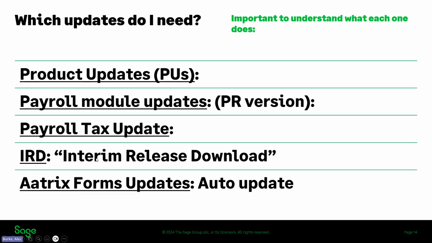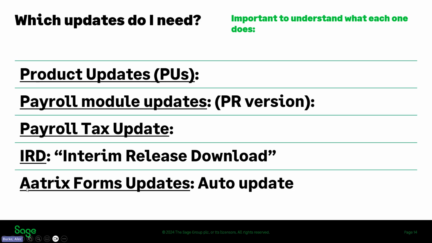Next, we've got our interim release download, also known as IRD. These are special little releases that come obviously in between the other ones. They aren't every year. They're only at the end of the year. And for the last handful of years, they've been generally about changes to the 1099s. We have an IRD this year, the 2024 IRD, and it will be something you want to have installed if you're going to be processing 1099s.